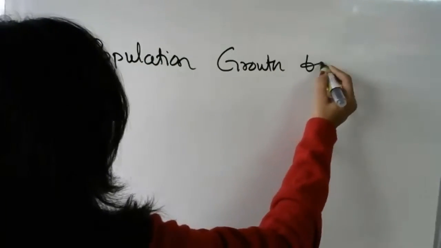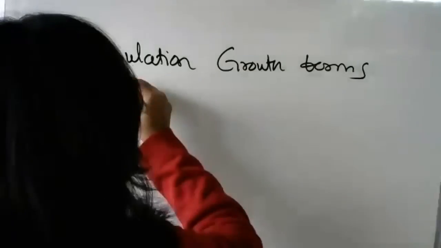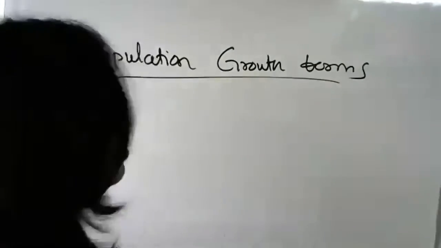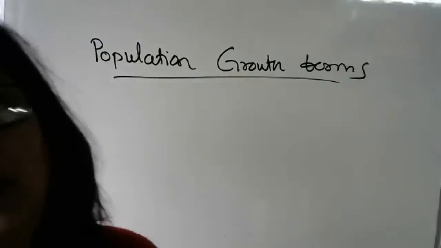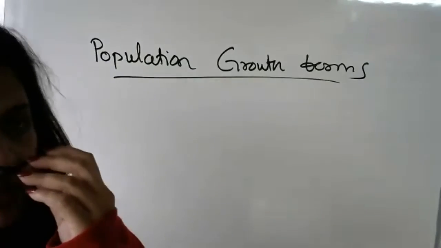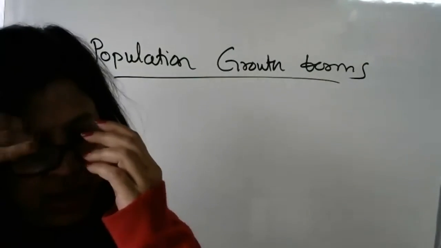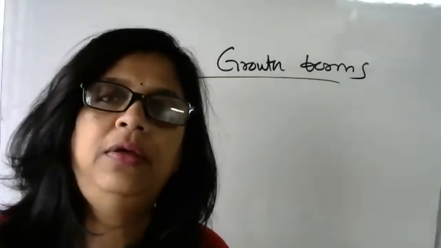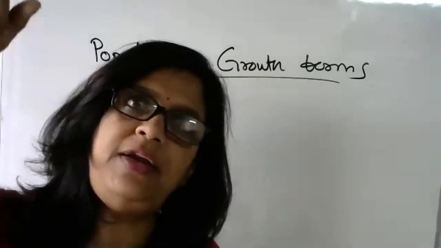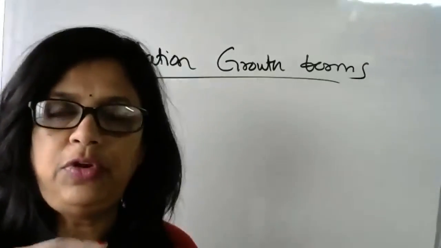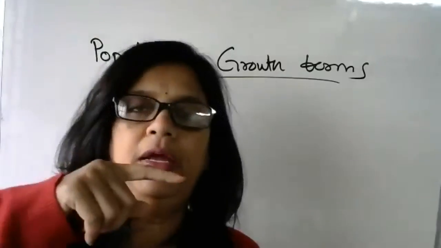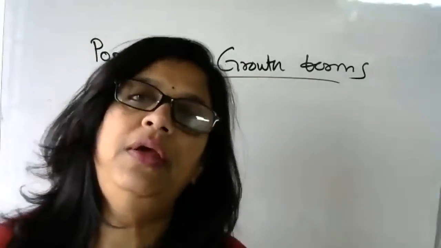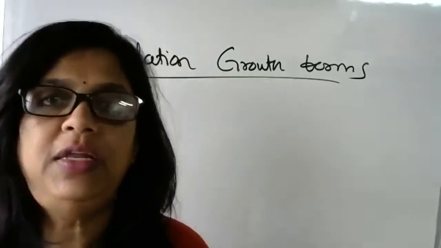Growth forms. As I already discussed once, growth is always showing a sigmoid curve. Initially growth is slow, then it becomes peak, then it will become steady. That is normal. But the human population, I told you, will not reach a steady state. It will be going in an exponential curve. So that is another curve.